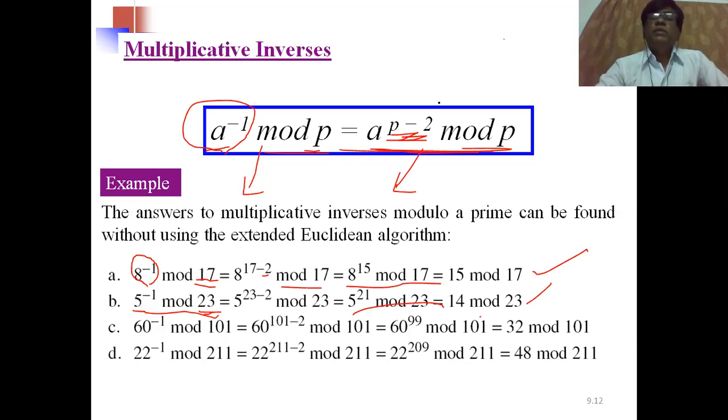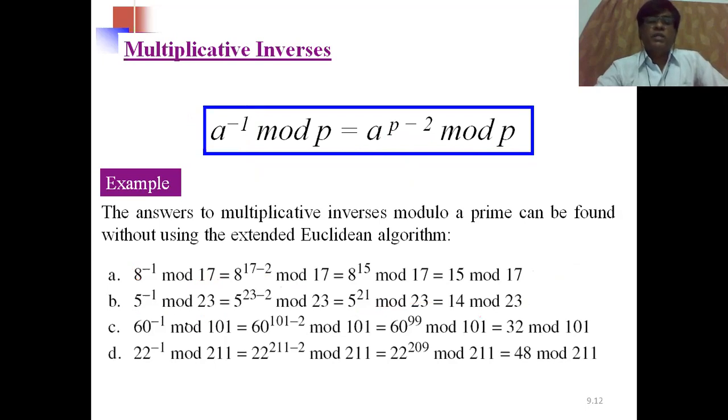One more example, multiplicative inverse of 22 mod 211. 211 is the prime number. So that's why 22 inverse is equal to 22 power 211 minus 2 mod 211. Similarly, 60 inverse mod 101 is equal to 60 power 101 minus 2. 60 power given prime number minus 2. So this is the answer.